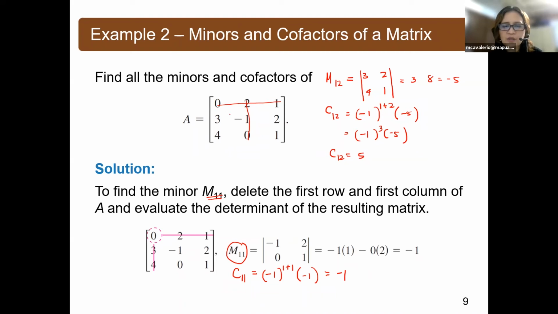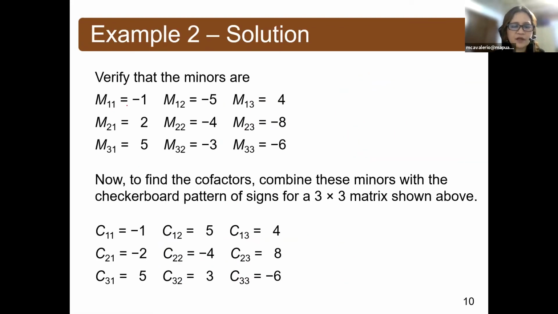So you can find the rest of the minors and cofactors by simply deleting the ith row and the jth column, getting the determinant of the submatrix that is left, and to get the cofactor, you simply apply the sign of the minor. So you have your negative 1 raised to i plus j. Consequently, if i plus j is an odd number, then the cofactor is negative. And if i plus j is even, then the cofactor is positive. Okay, so we will have the following minors as well as the cofactors.